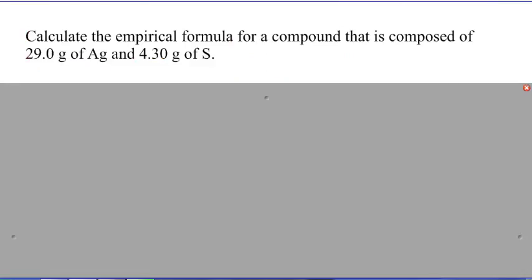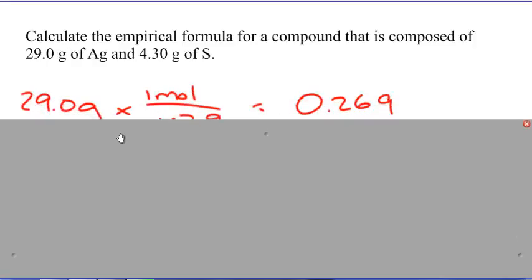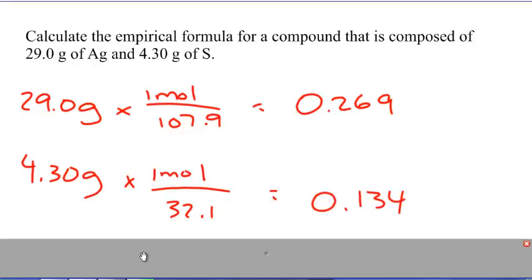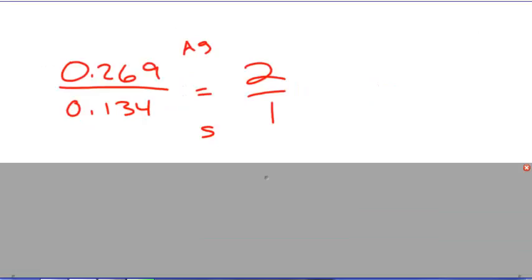Here's the next problem. If you're feeling pretty comfortable, I suggest you pause and try it on your own first. Start by converting mass into moles. 29 grams times 1 mole over the GFM of silver, 107.9, gives 0.269. 4.30 grams times the GFM, 1 mole over 32.1, gives 0.134. Remember, the next step is to take the larger number divided by the smaller.